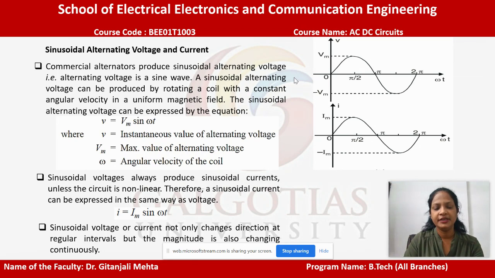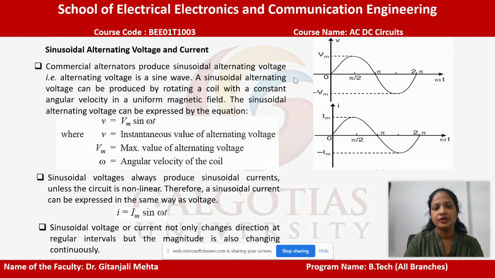The small letter v denotes the instantaneous value of alternating voltage. Vm denotes the maximum value of alternating voltage. Omega represents the angular velocity of the coil.